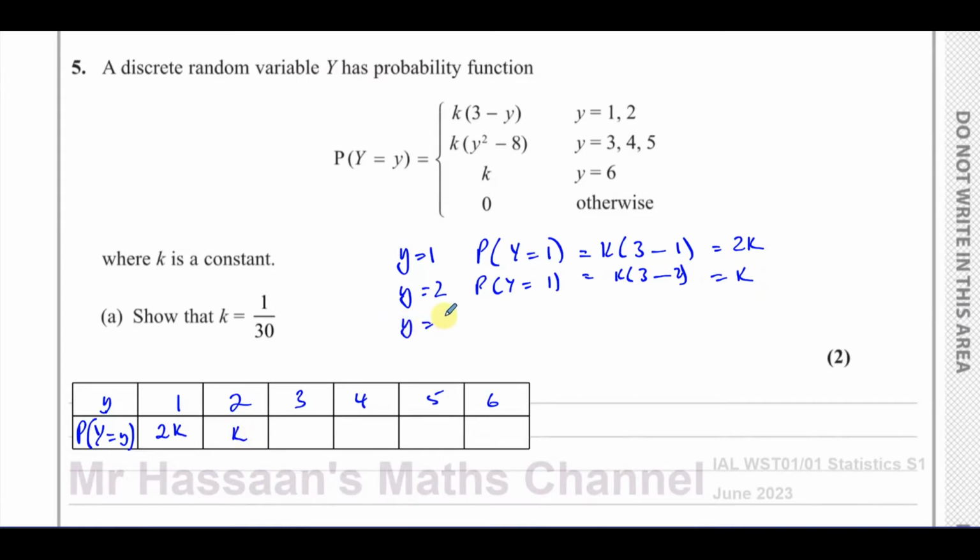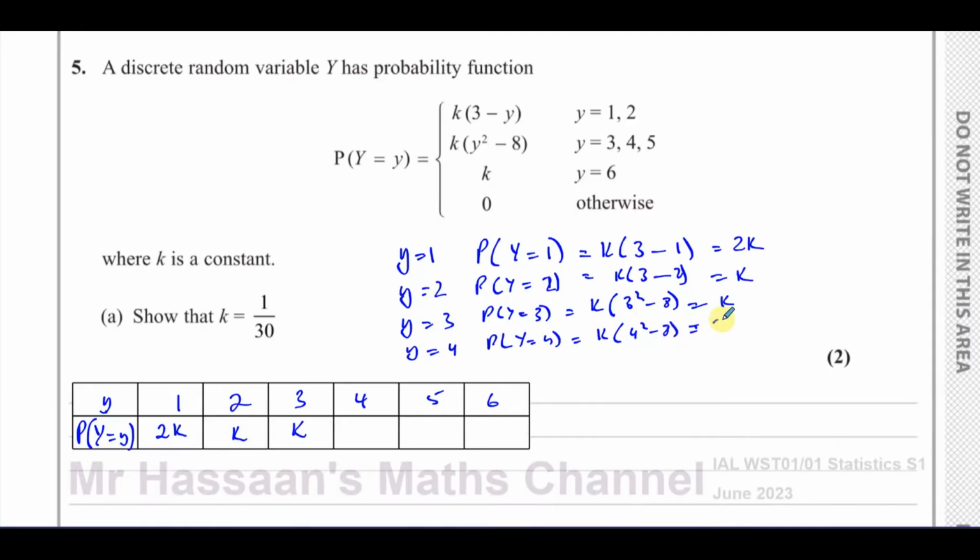And when y equals 3, then the probability that y equals 3 is going to be, when you put 3 into this different expression, k times 3 squared minus 8. So 3 squared is 9, 9 minus 8 is 1, so again it's going to be k. So this will also be k. And when y equals 4, we have the same expression. So the probability that y equals 4 is going to be k times 4 squared minus 8. Now 4 squared is 16.